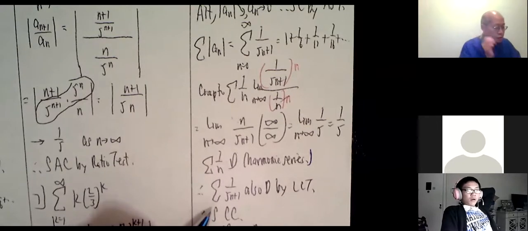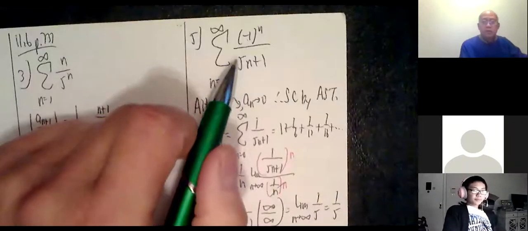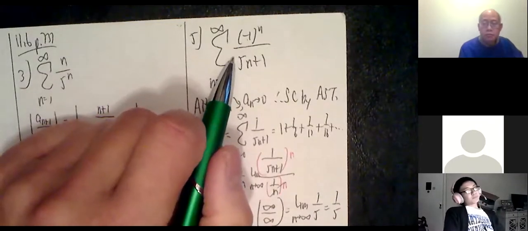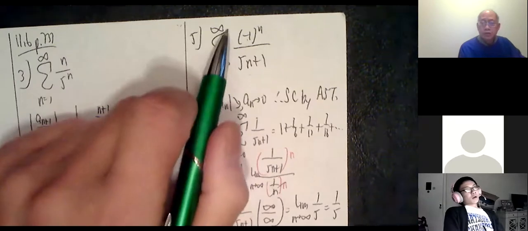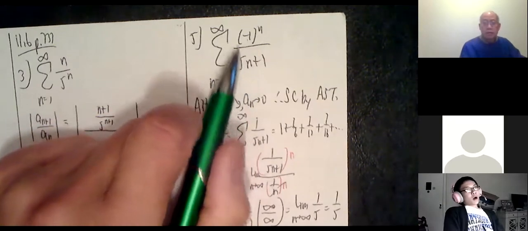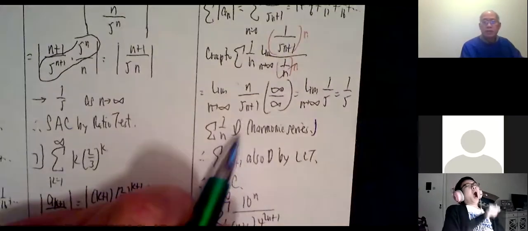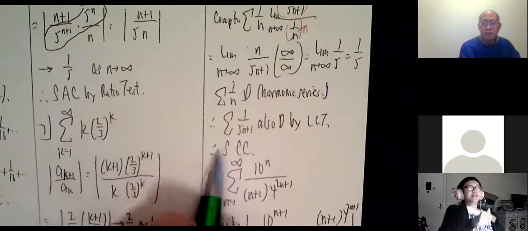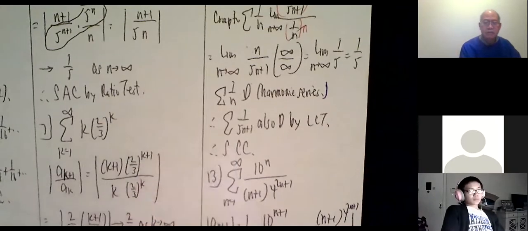Okay, bottom line. The original series converges, but if I take the absolute value of all the terms, which really means make this a 1, the series diverges. So by definition, this series is CC, conditionally convergent.